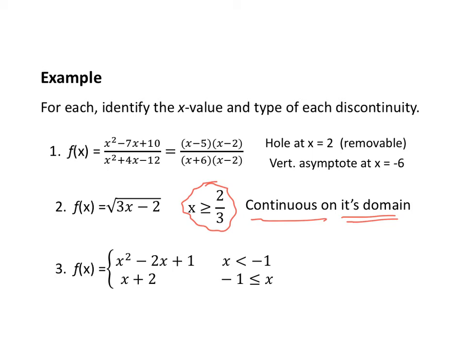So now let's look at this last function, this piecewise function, where we've got f of x is equal to x squared minus 2x plus 1 for x less than minus 1, and it's equal to x plus 2 for x greater than or equal to minus 1.